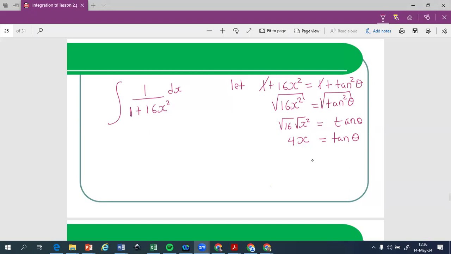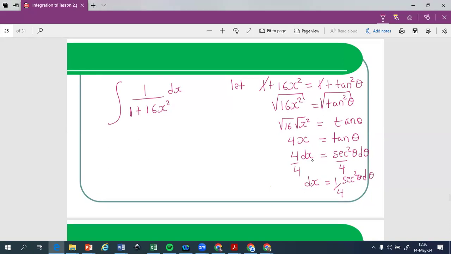Okay. Now, the next thing we do, since we want the x, is to differentiate. So I'll say 4 dx is equal to, because when you differentiate for x you get dx, sec squared theta d theta. Since we want dx, I'll make it the subject, so I divide by 4. I'll end up with dx equal to 1 out of 4 sec squared theta d theta.